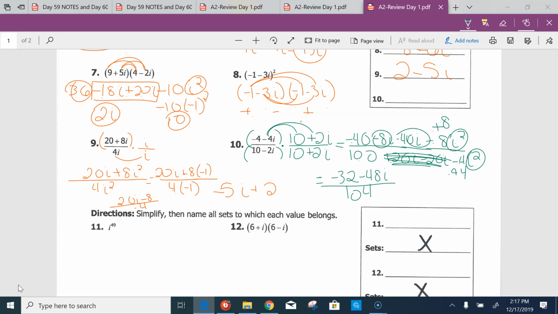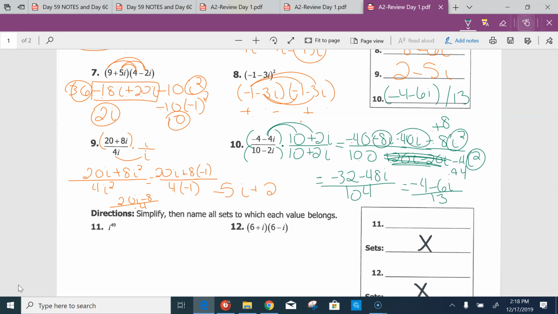All these can be divided by 2 and, actually, they can all be divided by, I think, 4. And when you simplify everything, you get negative 4 minus 6i over 13, after you simplified everything into its lowest form. Negative 4 minus 6i, everything divided by 13. So those are the first 10 problems rushed pretty fast. And I'll go ahead and try to get into now the next problems.